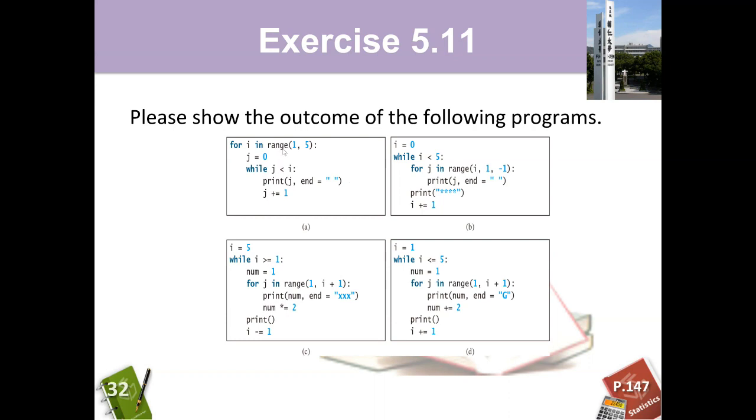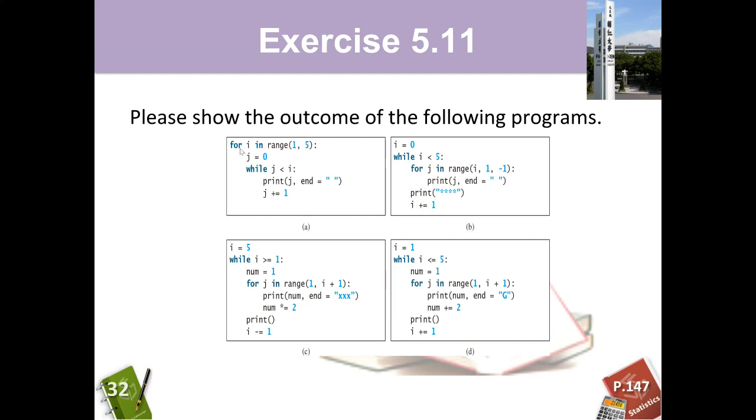So when i is the first one, and j equals 0, then j is smaller than i, right? And we print j. So here j will be 0, with the space, and j will plus 1. When j plus 1, j is 1. So j is no longer smaller than i, right? So it will quit the inner loop and go back to the outer loop.